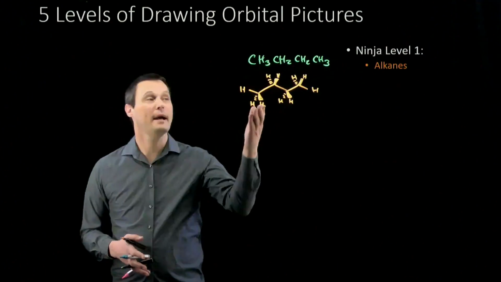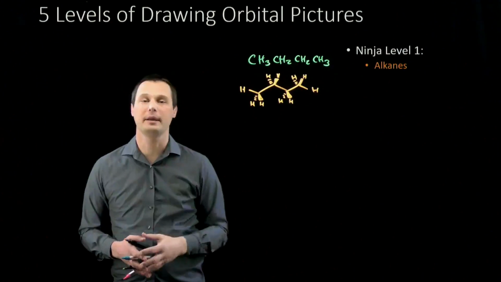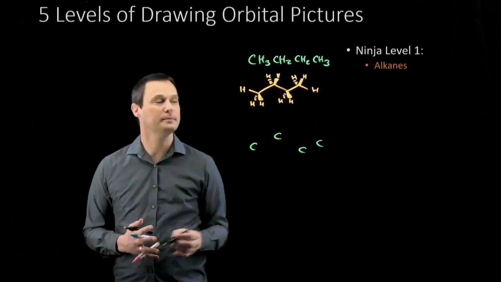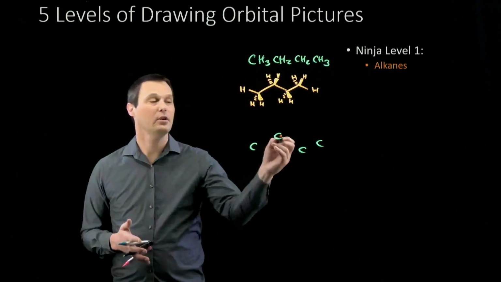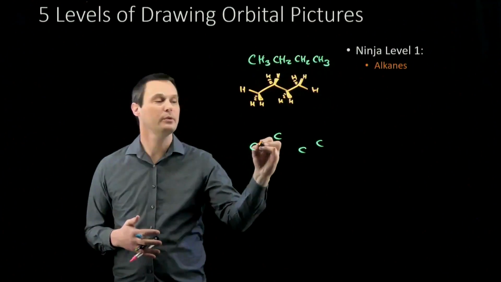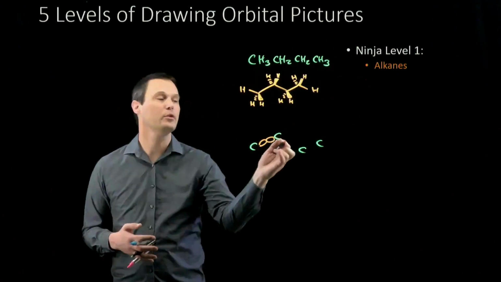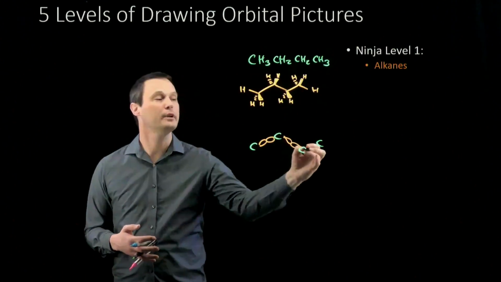We can start with the backbone of this molecule, everything that's in that plane. So we'll start with the 4 carbons, and we'll draw them in the zigzag orientation. Since all of these carbons are sp3 hybridized, they are all connected by the overlapping of 2 sp3 hybridized orbitals. So we'll draw the sp3 hybridized orbitals from each carbon that are overlapping to form this bond. These are the orbitals that are forming the carbon-carbon bond.